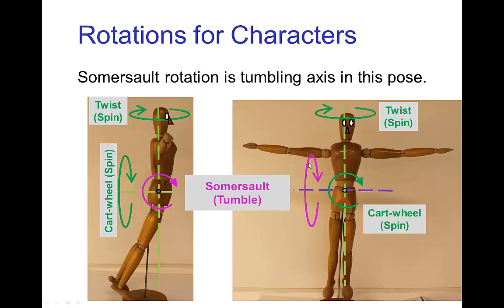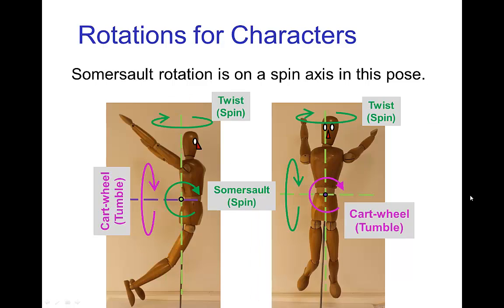So in a T pose like this, the somersault axis is actually unstable. We might start rotating in a somersault in this pose, but it is unstable and the rotation will start to become irregular. The axes which are stable in this pose are the cartwheel axis and the twisting axis. On the other hand, by changing the pose, the stability of the axes will change. And so in this pose, the somersault axis is stable, and it's the cartwheel axis which is unstable.